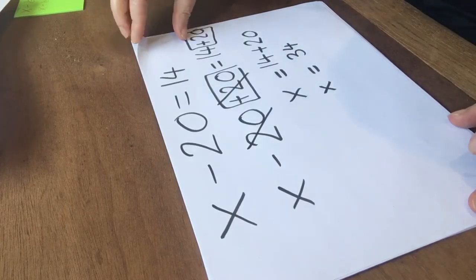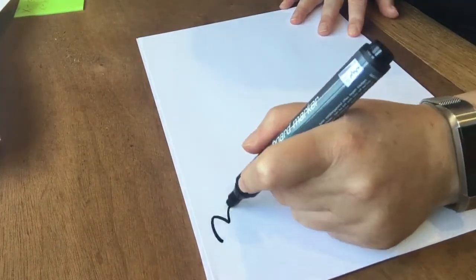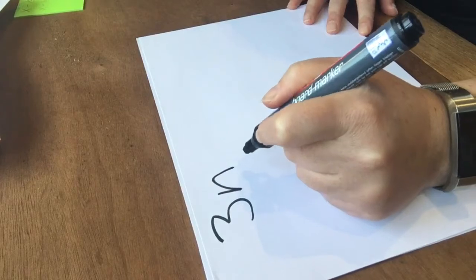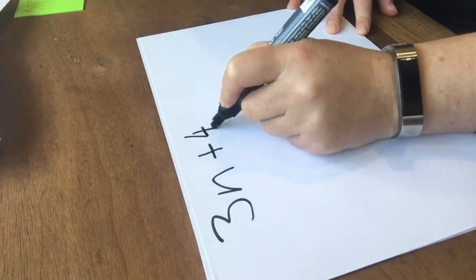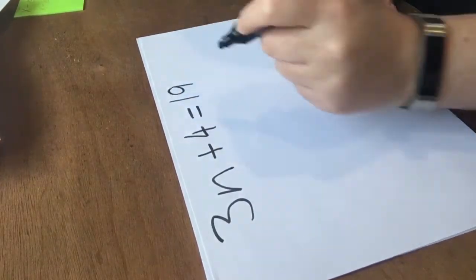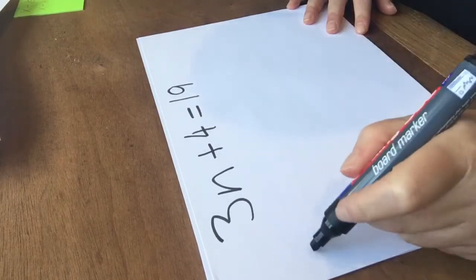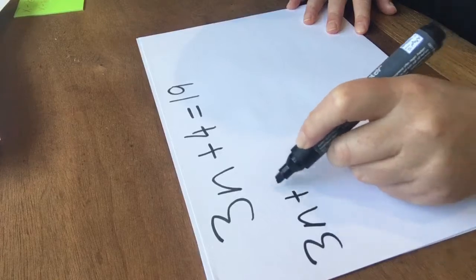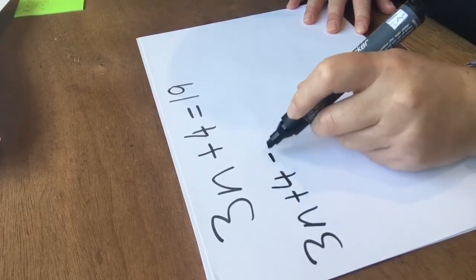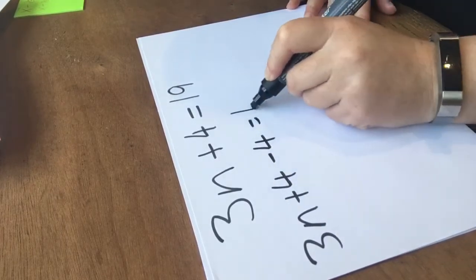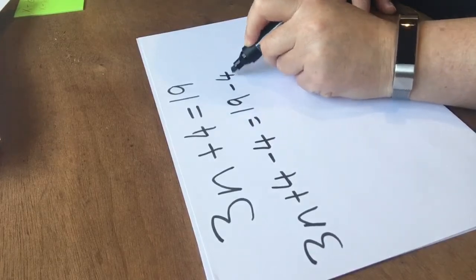Let's look at another example together, woodpeckers. So my next example is 3n plus 4 equals 19. So again, we want to get rid of the numbers on one side. So 3n plus 4, to get it to 0, we need to subtract 4 equals 19, subtract 4.